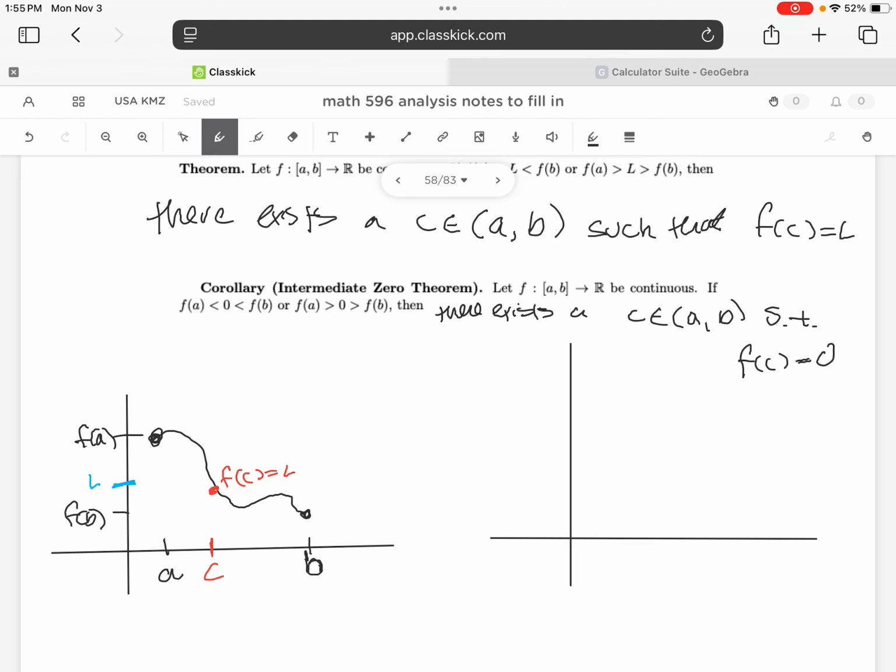Okay, and so a picture of this could be, for instance, we have this closed interval from a to b. We have f(a) is negative and f(b) is positive, maybe somewhere up here. That just means that your continuous function on that interval from a to b must have crossed the x-axis somewhere, right? You must have a 0 somewhere on that interval, and we can sort of see that happening here. So we're just taking this special case where f(a) and f(b) have opposite signs, and the L that we're looking for is 0. And so there has to be some c in the interval from a to b such that f(c) is equal to 0.